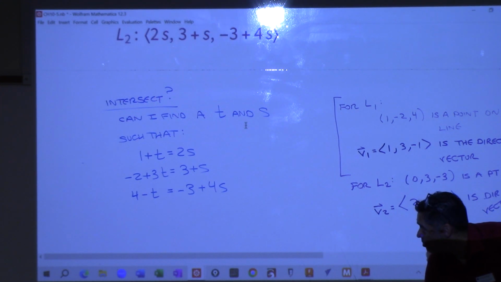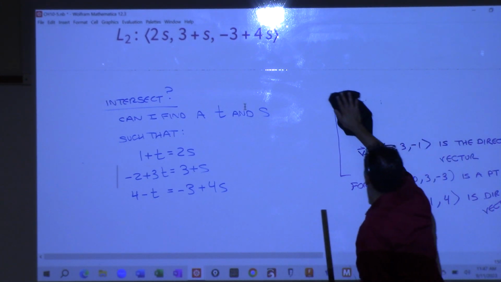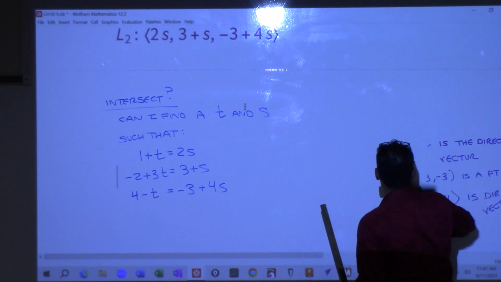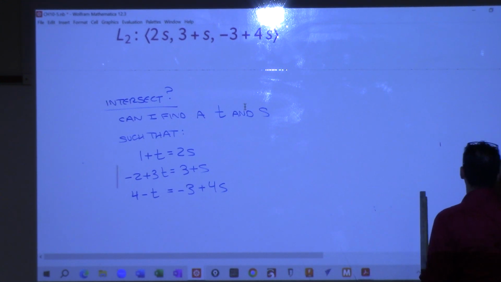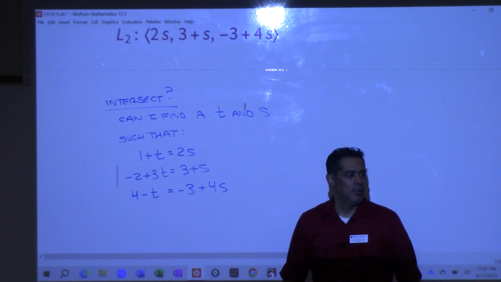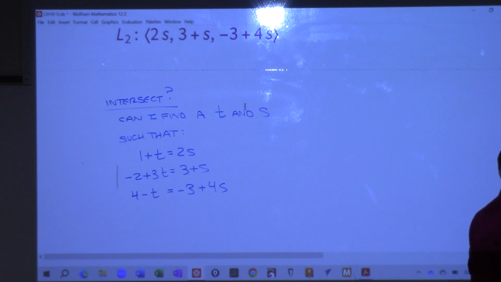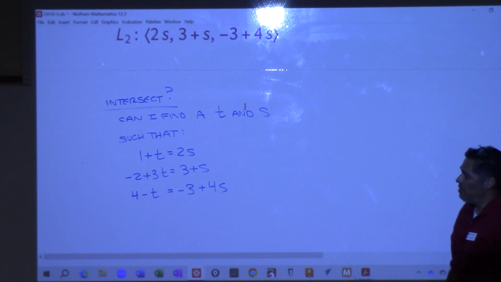Which means I'm about to solve a what? What do we call that right there? System of equations. How many equations do we have? 3 equations. How many unknowns do you have? 2. Two unknowns, 3 equations. Is it possible to have a solution? Yes, it is possible. All right? So we're going to see if we do.